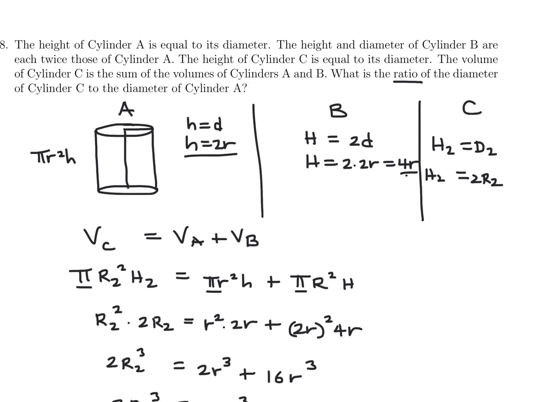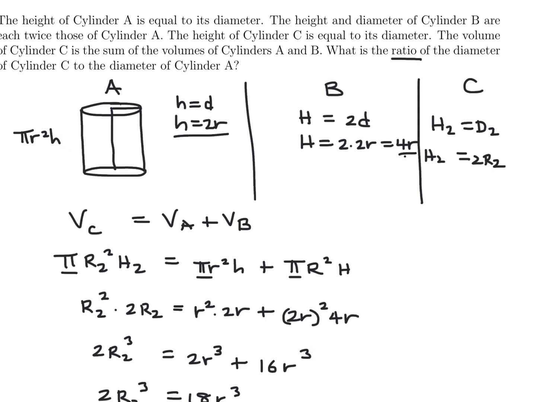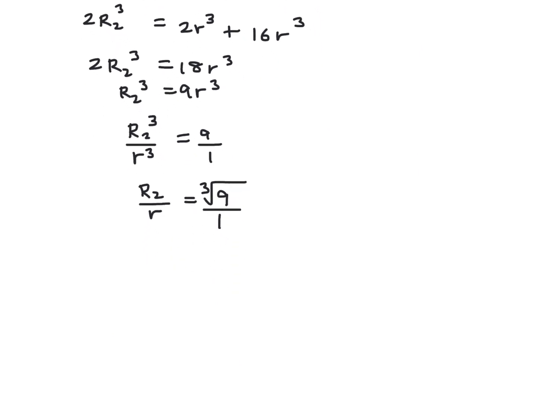Oh, I did radius. Oh, no. They want the ratio of the diameter of cylinder C to the diameter of cylinder A. Okay, I did the radius, but the diameter would just be 2, so it wouldn't change. Well, that's interesting, actually. So it would be D2 over D. Yeah, it's the same thing. I actually calculated for the radius, but they wanted the diameter. But even if you did the diameter, the ratio would still be the same, which is the cube root of 9 over 1.